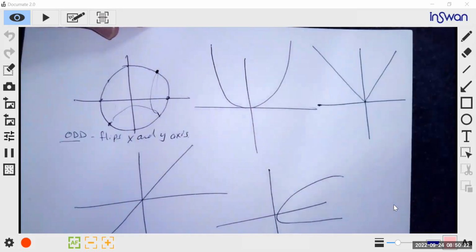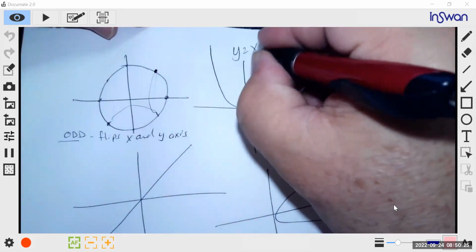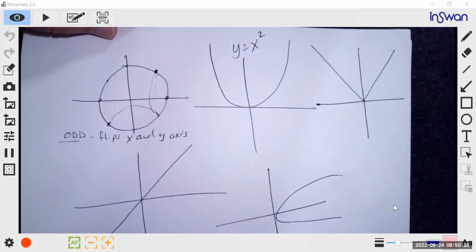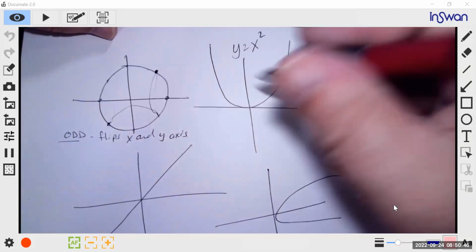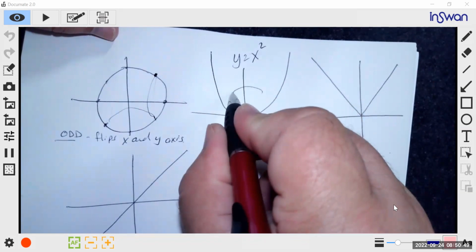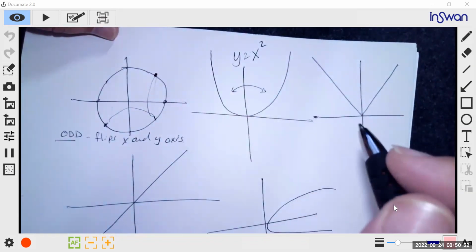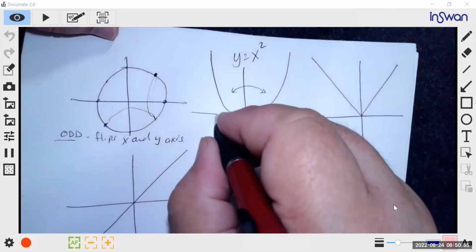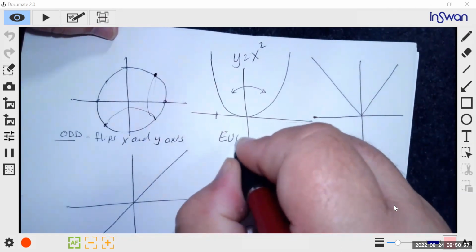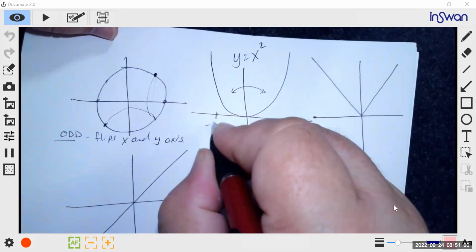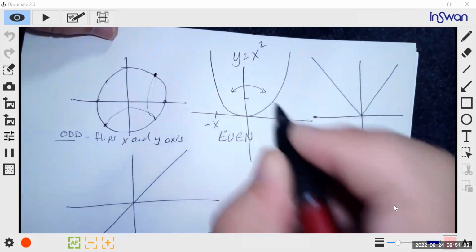How about the second one, y equals x squared, the parabola? Is that symmetric about anything? The x-axis? The y, yes. This is symmetric about the y-axis. So is it odd or even? This is even, right? Because the only thing that changes are the x values. The y values stay the same.